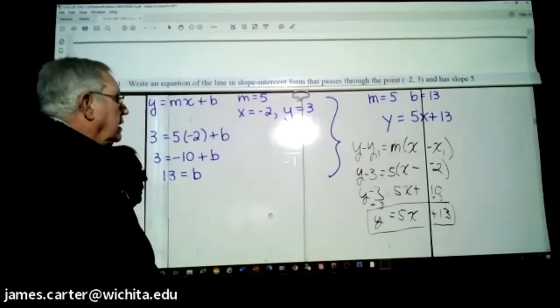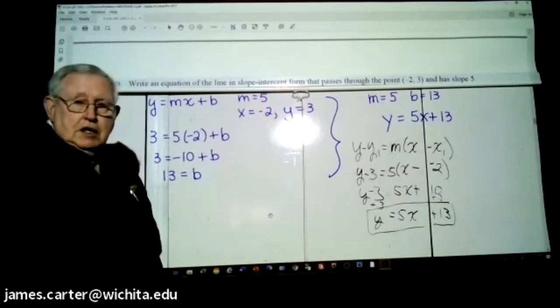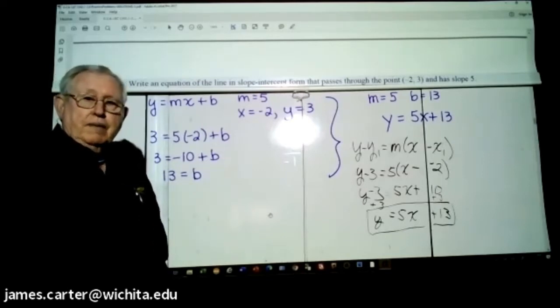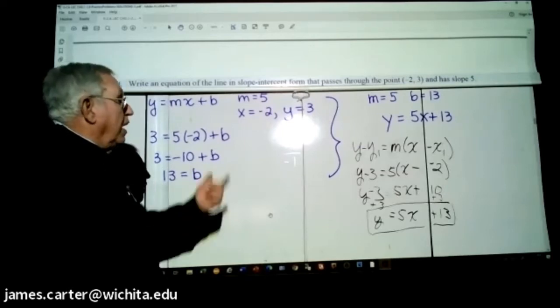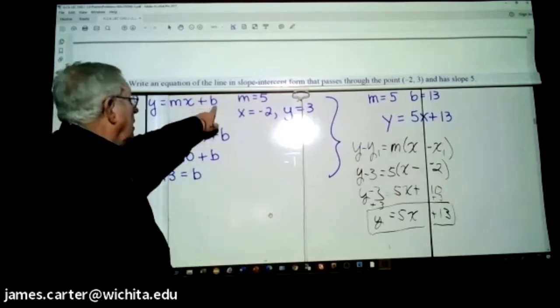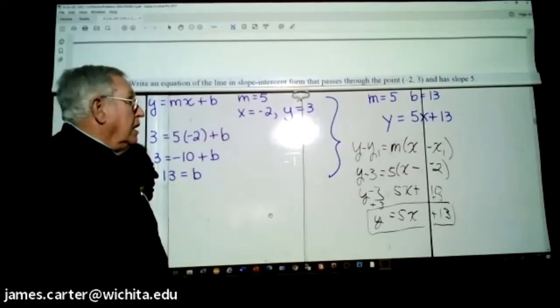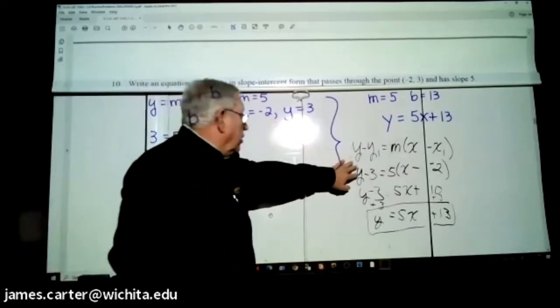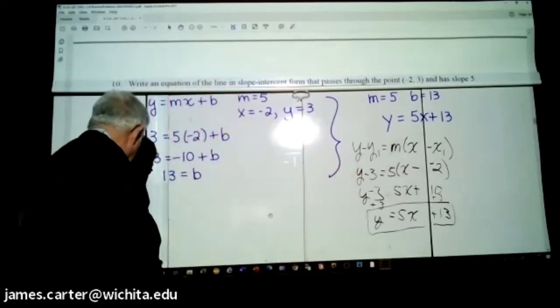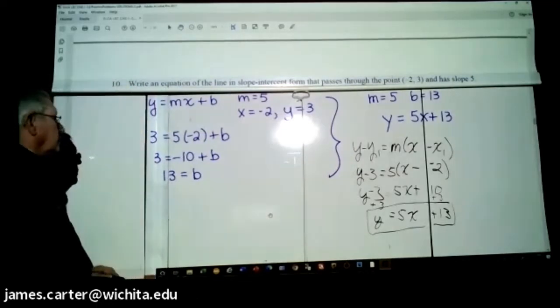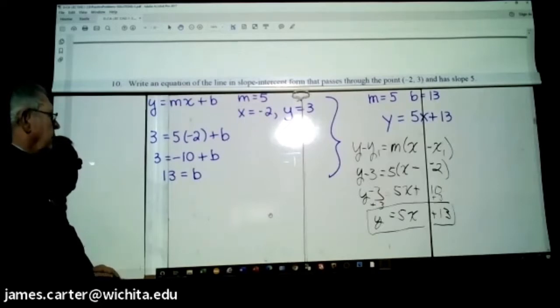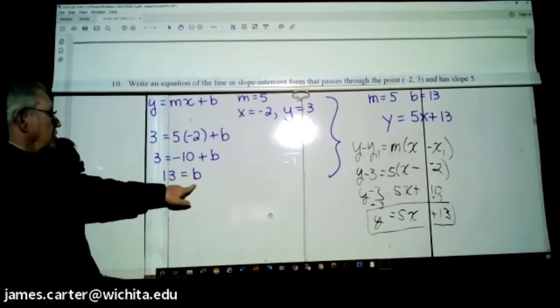Yes, I know there are certain problems you can come up with where all you have to do is take the y value and put it into this, but that's a very small minority, and I guarantee you on my test and on the final, that won't work. You really ought to do it this way. I'll leave that up there for just a moment. What they're doing is the substitution method to get b.